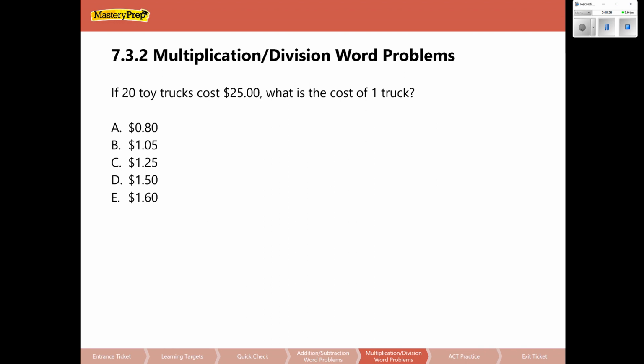So for this here, what are we saying? 20 times the cost of a toy truck is $25. So to find the cost of one, we would divide both sides by 20.